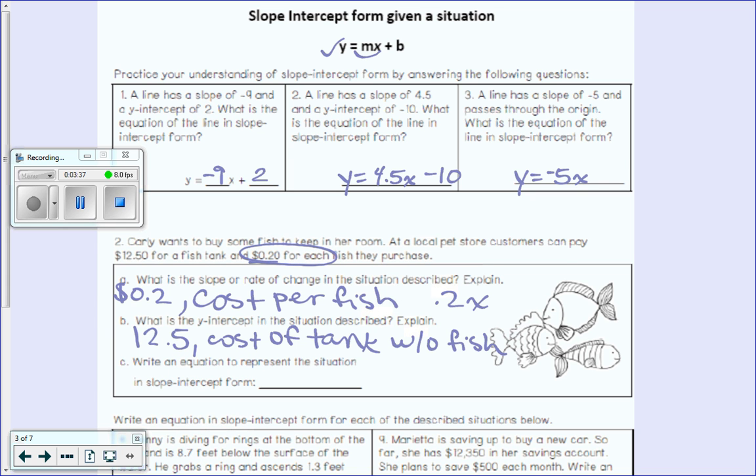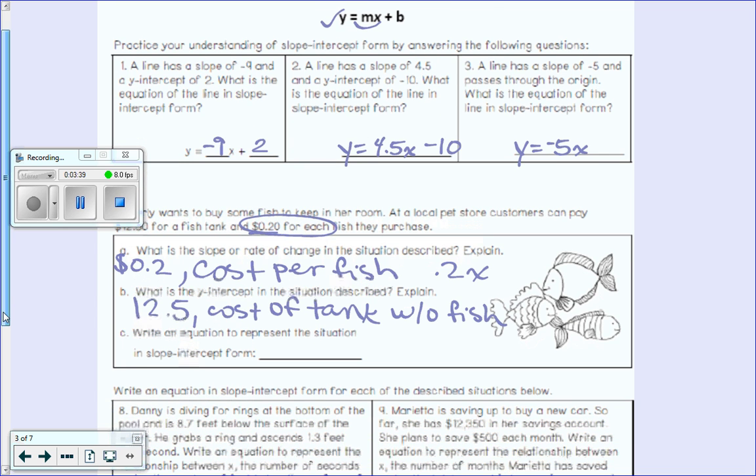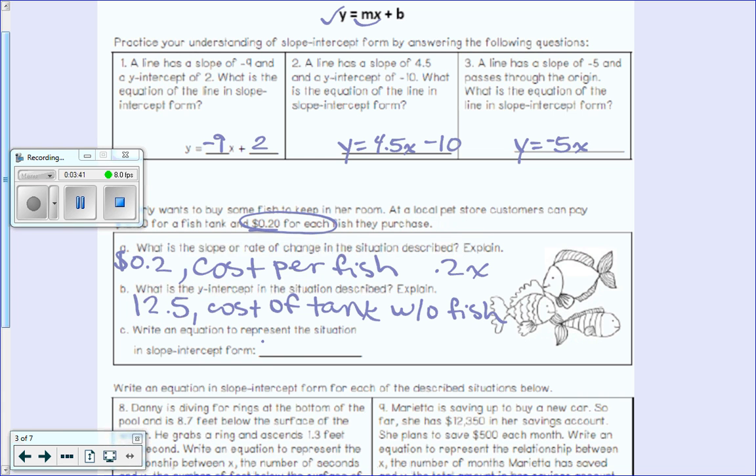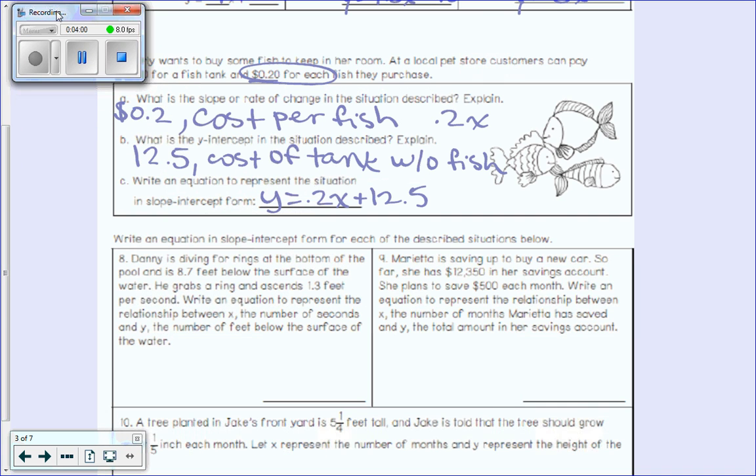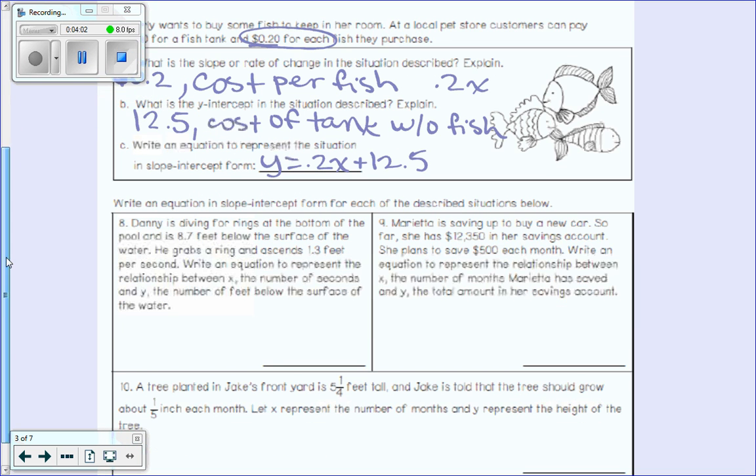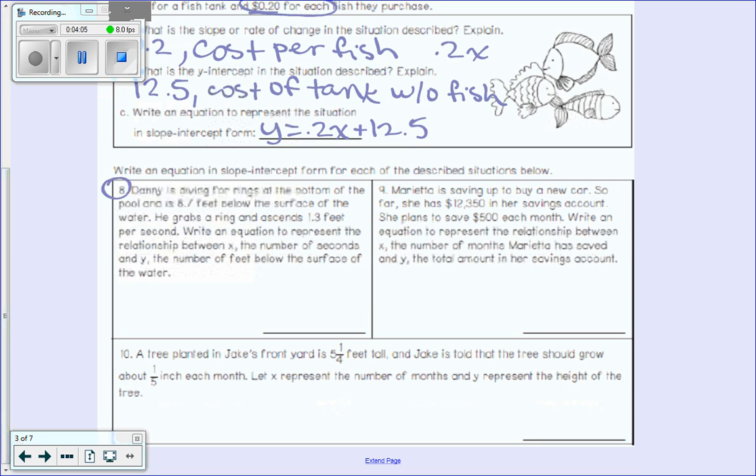Write an equation to represent the situation. So our equation would be what? 26 times x plus 12.5. Good. Are we good with that? All right. So with your table, I want you to write the equation for each situation for 8, 9, and 10, and we'll have 3 volunteers share.